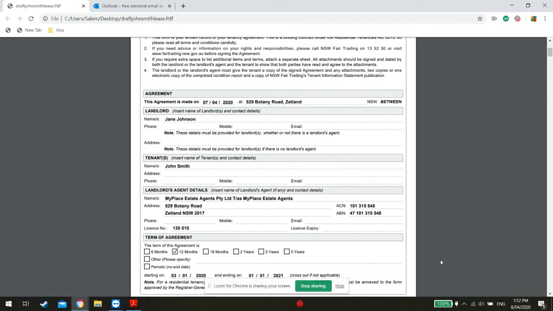The most important thing here is just to make sure that all the spelling is correct, that the term agreement dates are correct, and that everything is spelt correctly as well.